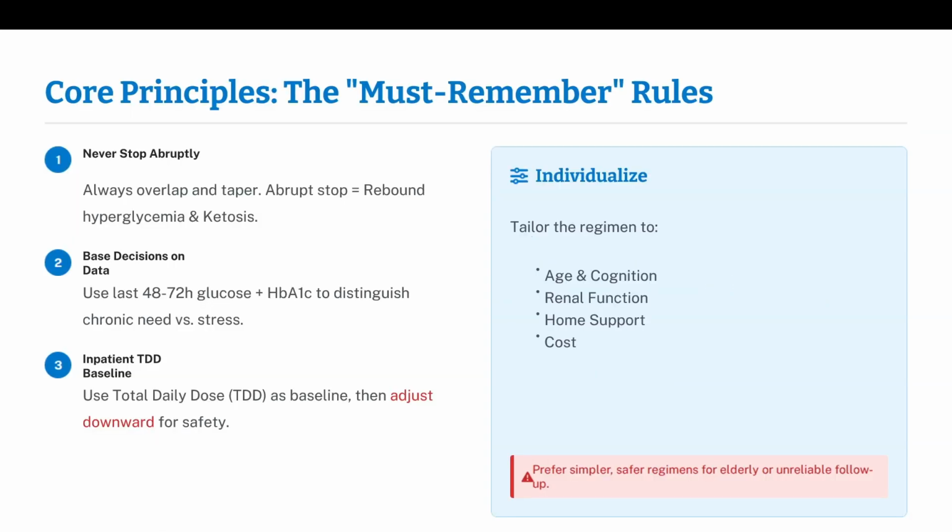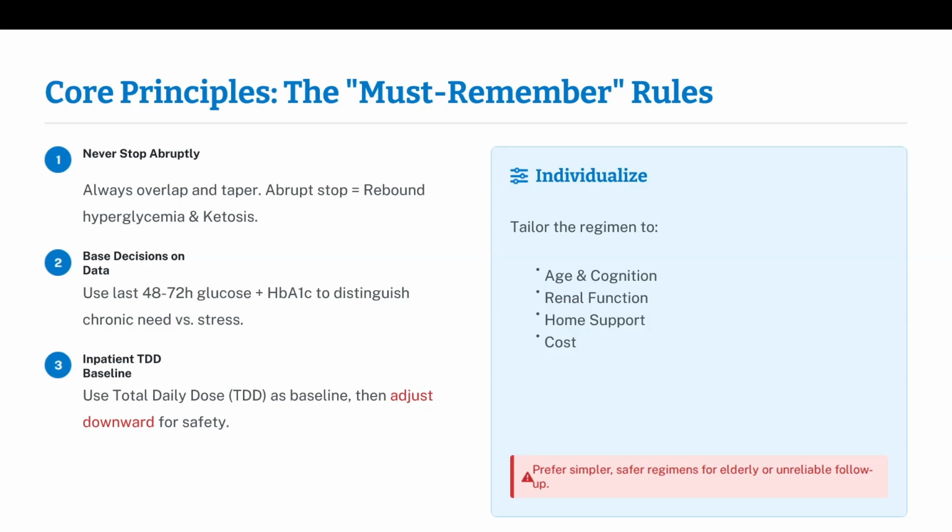The core principles, the must remember rules. Always remember to never stop insulin abruptly. Even if you are initiating OHAs at discharge, always keep a basal dose of insulin and taper it down slowly, because abrupt stopping will cause rebound hyperglycemia and ketosis.